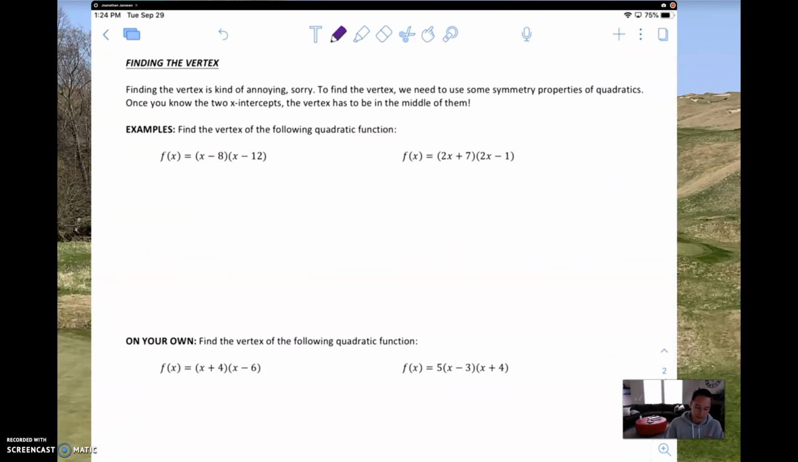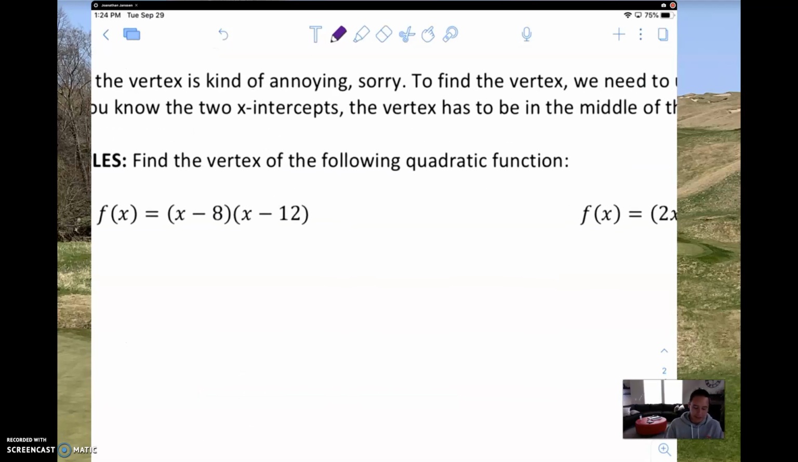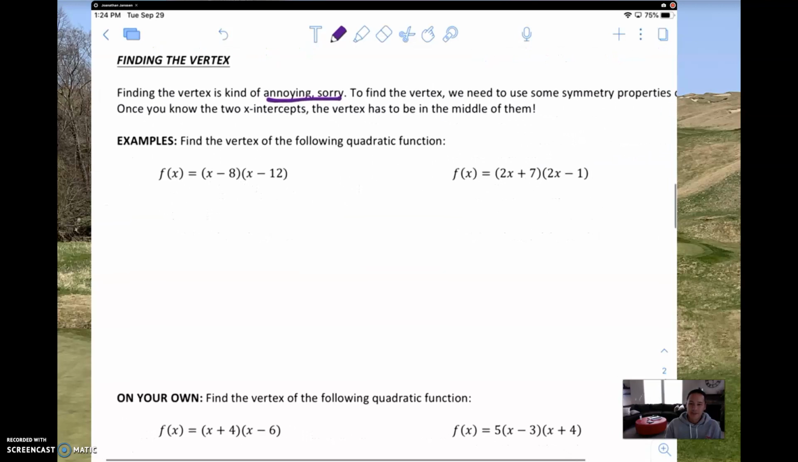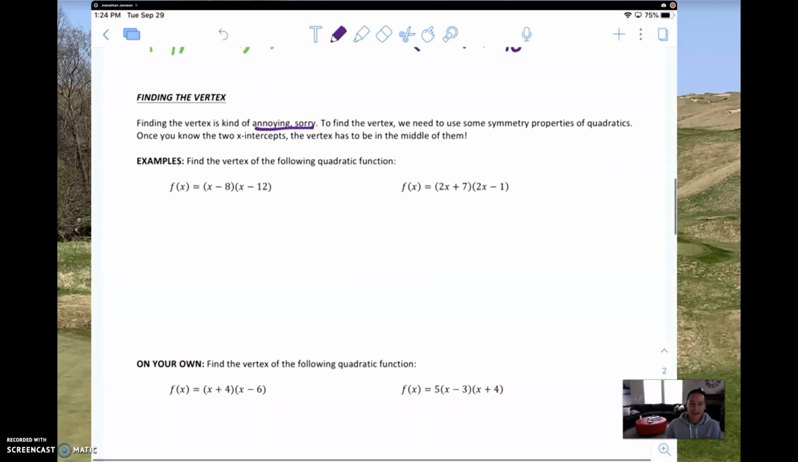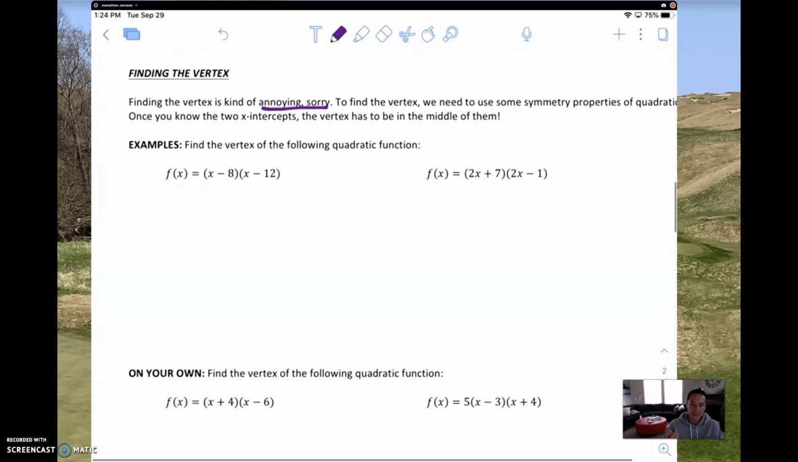And I put a little note up there. Finding the vertex is kind of annoying, and I apologize for that. To find the vertex, we need to use some symmetry properties of quadratics. Once you know the two x-intercepts, the vertex is going to be in the middle. So let me explain that to you.